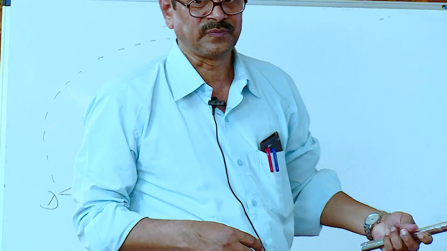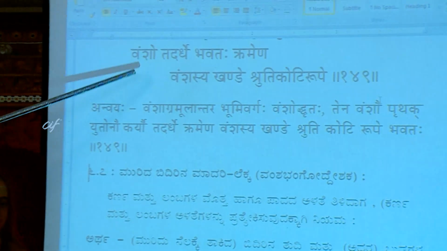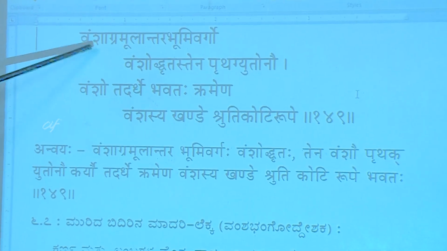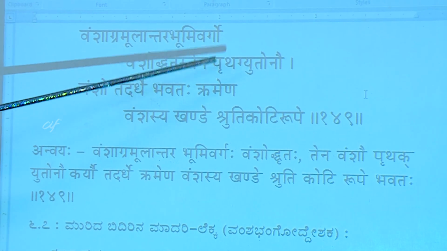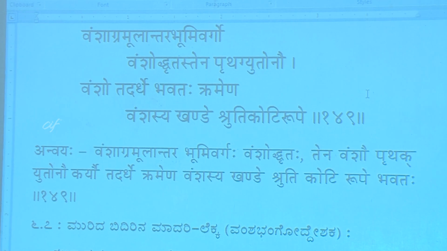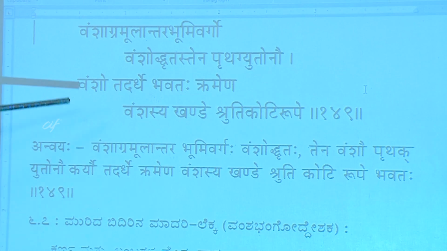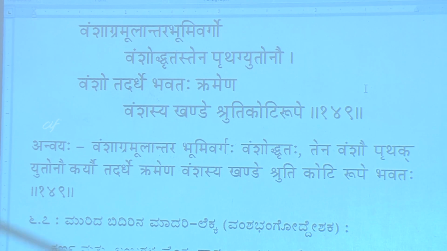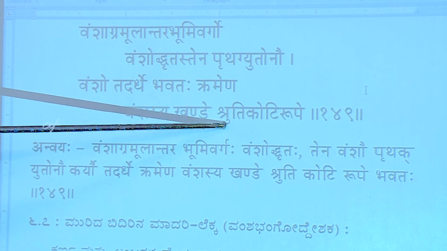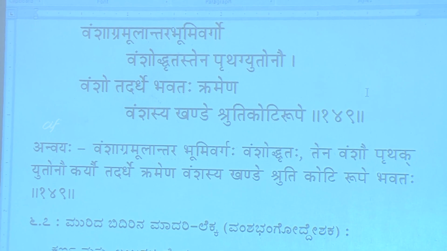Now again verse. वंशाग्र मूलांतर भूमि वर्गो वंशो श्रुते स्तेन पृथक युतो, पृथक separately युत, add and subtract. वंशो तदर्थे भवतः क्रमेण. क्रमेण क्या क्या बनता है? वंशस्य खंडे श्रुति कोटि रूपे. श्रुति means in the form of the diagonal, कोटि रूपे in the form of the altitude.